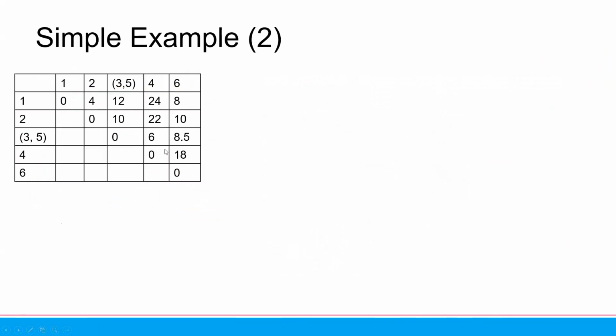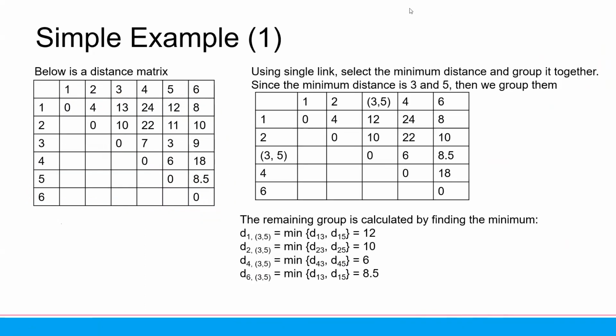So what is 3? 3 means this is the distance between 3 and 5. Then, since the minimum distance is between 3 and 5, we group them. 3 and 5 will be grouped. And then what we are going to do next is to renew the distance matrix. We need to renew the distance matrix.